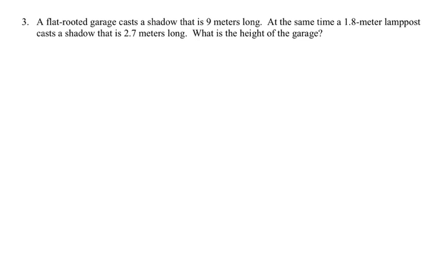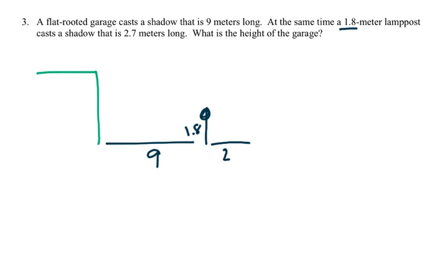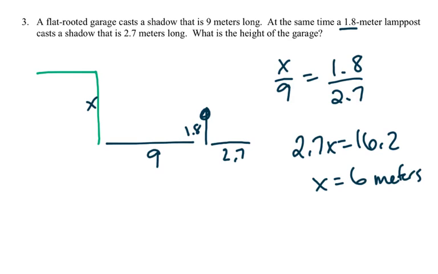Okay, the next question, a flat-roofed garage casts a shadow that is 9 meters long. So I'm going to start by drawing a picture. A flat-roofed garage, we've got a shadow that's 9 meters long. At the same time, a 1.8 meter lamppost casts a shadow that's only 2.7. So the lamppost is shorter than the garage. I can tell that because the shadow is shorter. If the lamppost is 1.8 meters, the shadow is 2.7 meters. And so I can find how tall the garage is by setting up a proportion. So pause the video and set up your proportion and find out how tall the garage is. Okay, the garage is 6 meters tall. Make sure you label your answers.